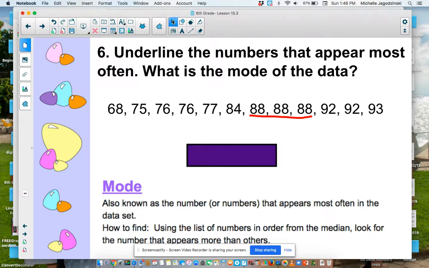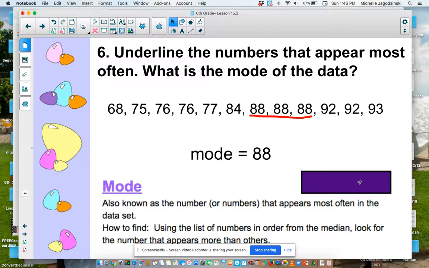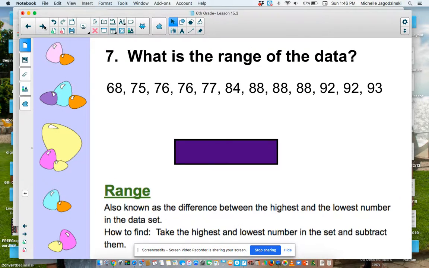And as I said, I think I forgot to make all my boxes disappear. Our mode is 88. So now we want to find the range. Range is also known as the difference between the highest and the lowest number in the data set. So take the highest and the lowest number in the set and subtract them.